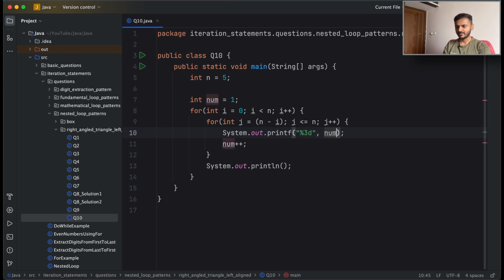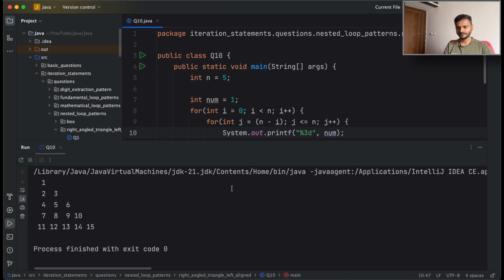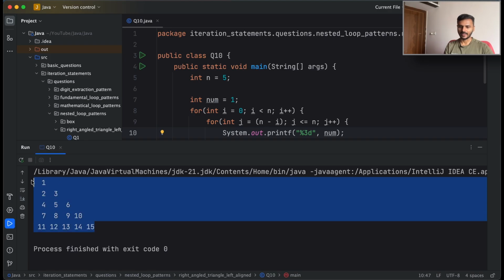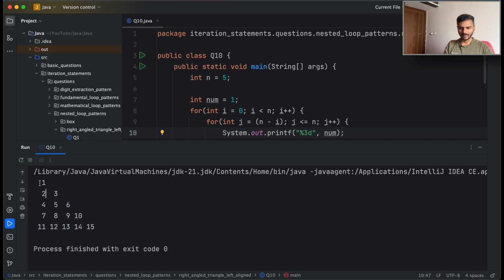And then I'll have to specify where I am going to get that integer from. That is where that integer is stored. In our case, it is stored in a variable called num. So we'll say num. And if I run the code now, this looks properly aligned. Of course, what's happening over here is it is towards the right.